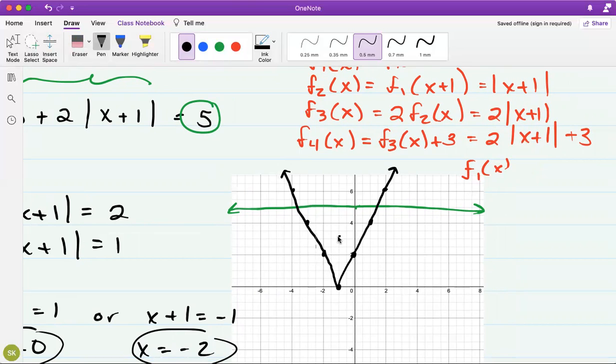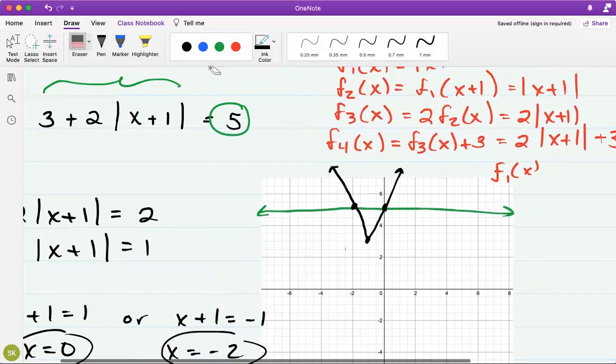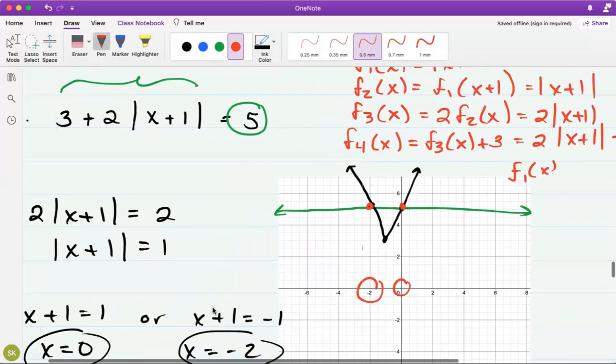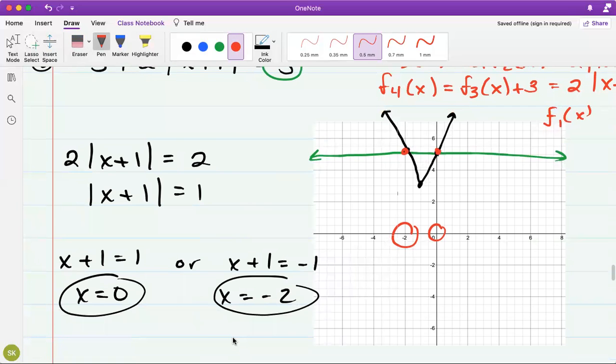1, 2, 3, we get a point here. This one goes up 1, 2, 3. And then this one goes up 1, 2, 3, and this keeps going up like that. I don't really have to find any more points because I need to find what's lying on this line here. And you can see that x is equal to -2 and x is equal to 0, just like we suspected.